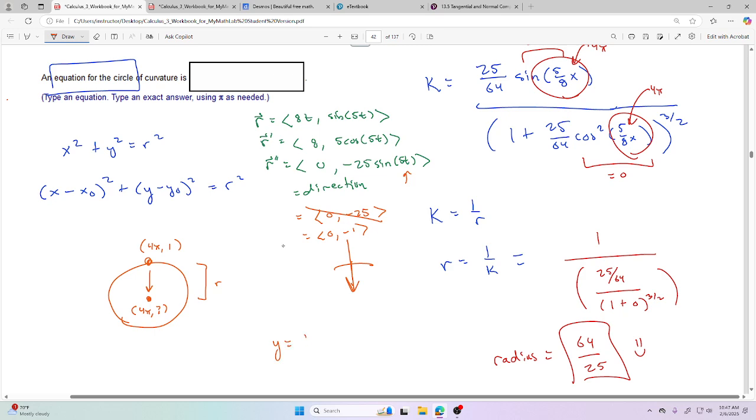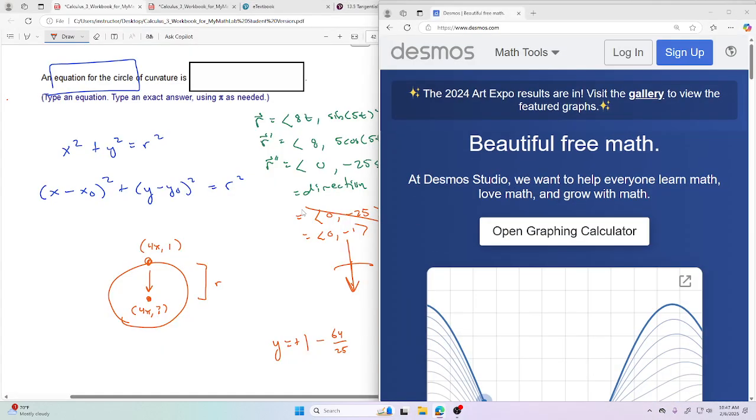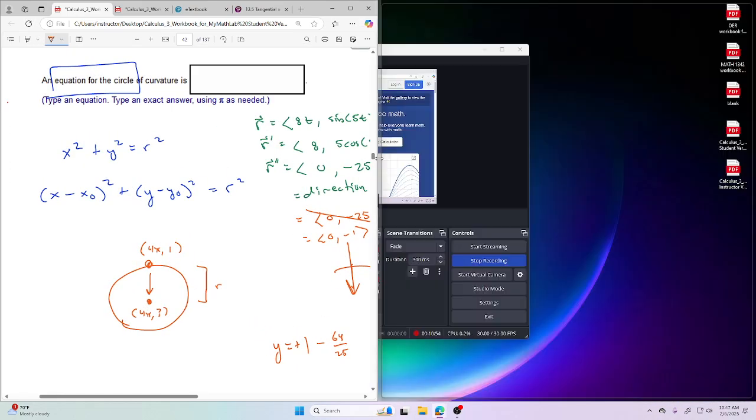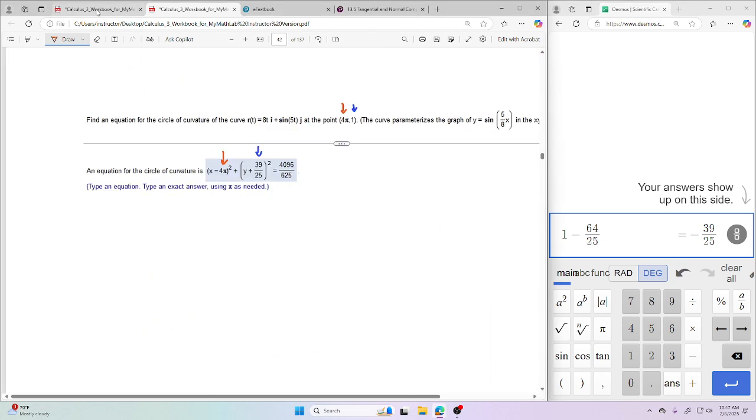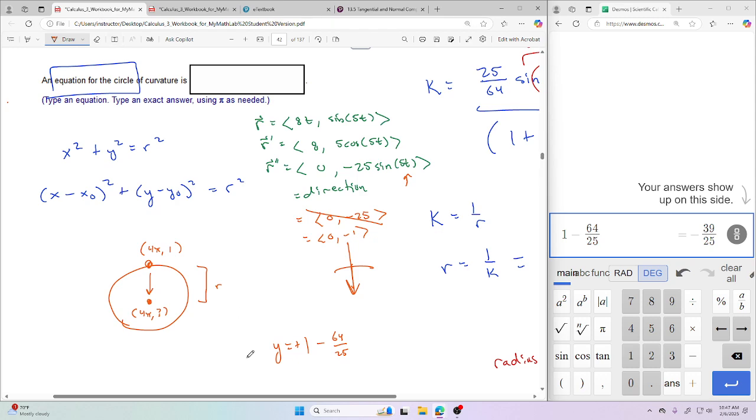And so my y value would be the positive 1 that I started with, subtract 64 over 25. That's calculator. If you don't mind, I'm going to use a calculator on that one. Here we go. And then if you go back and flash it, look at that. It worked. Again, though, this is negative, and the reason why is because our formula has a minus sign. 2 negatives make a positive, and that's how they get the final answer.